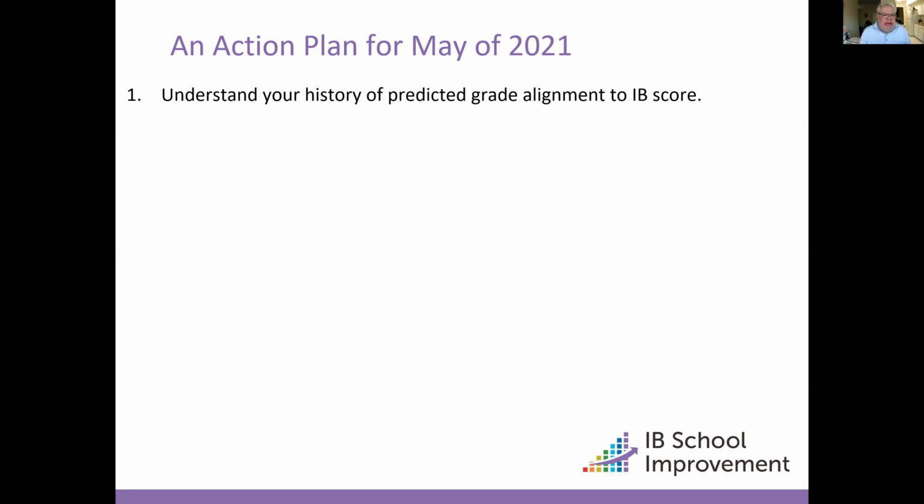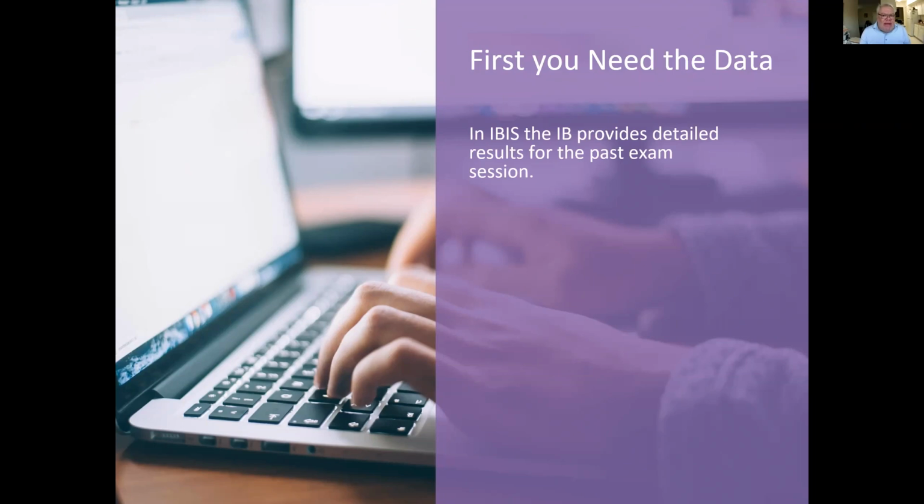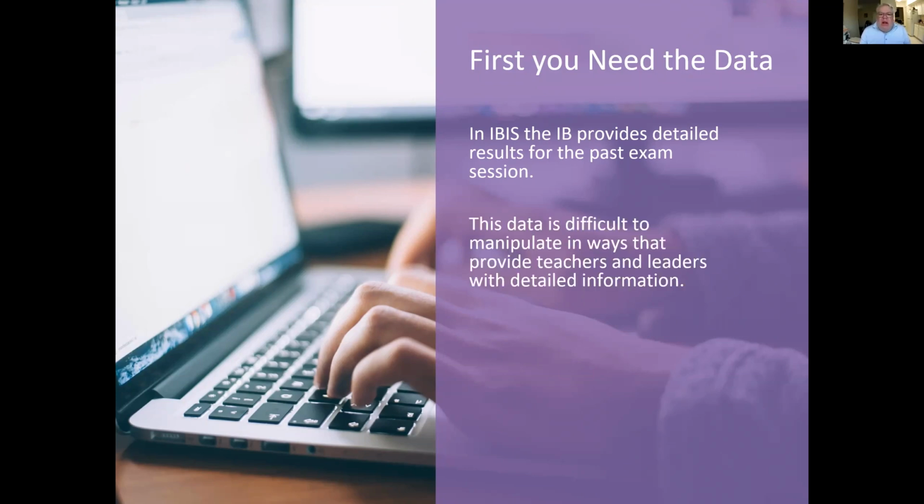And the first thing I'm going to say is to understand your history of predicted grades and the alignment to IB scores. Okay? First, you need the data. In IBIS, IB provides detailed results for past exam sessions. This data is somewhat difficult to manipulate, but it is very detailed and very rich and can tell you a great deal about how scores were achieved.